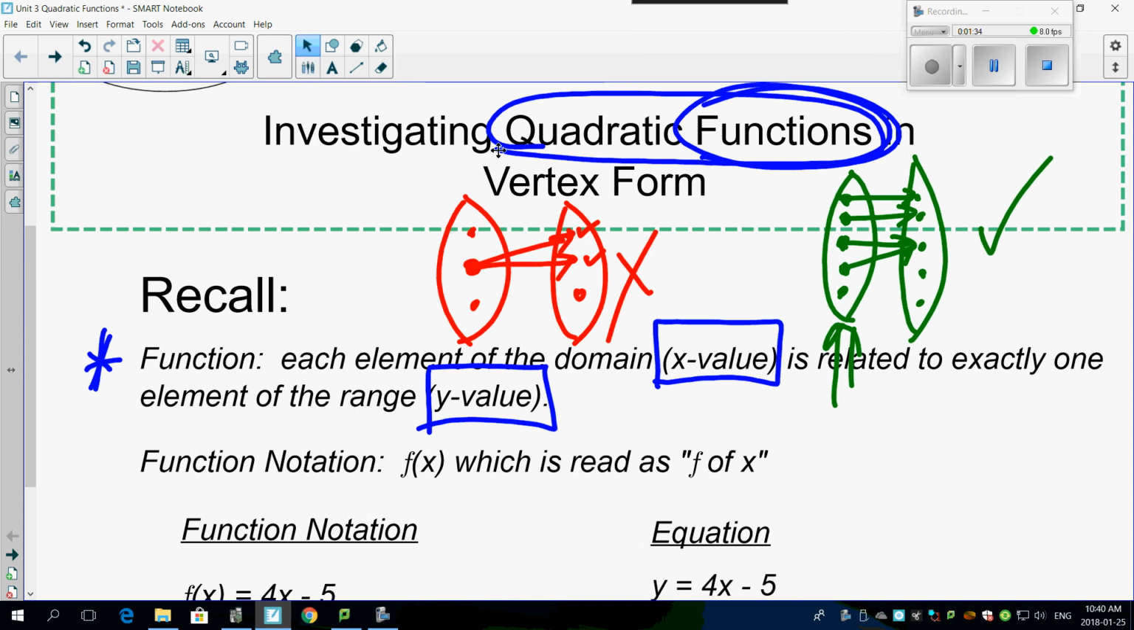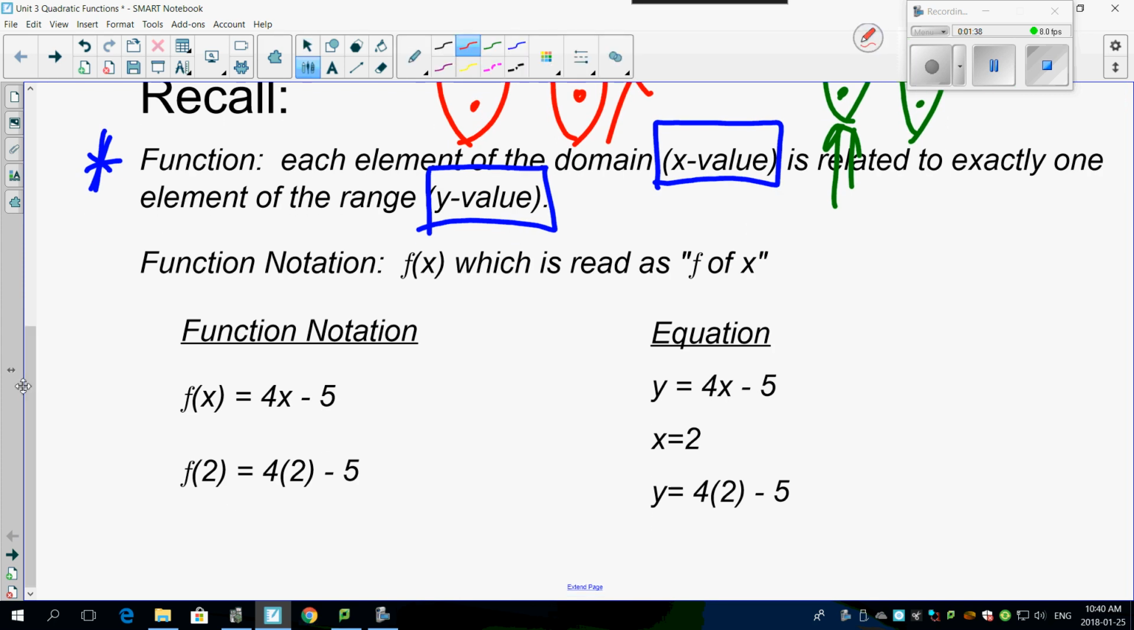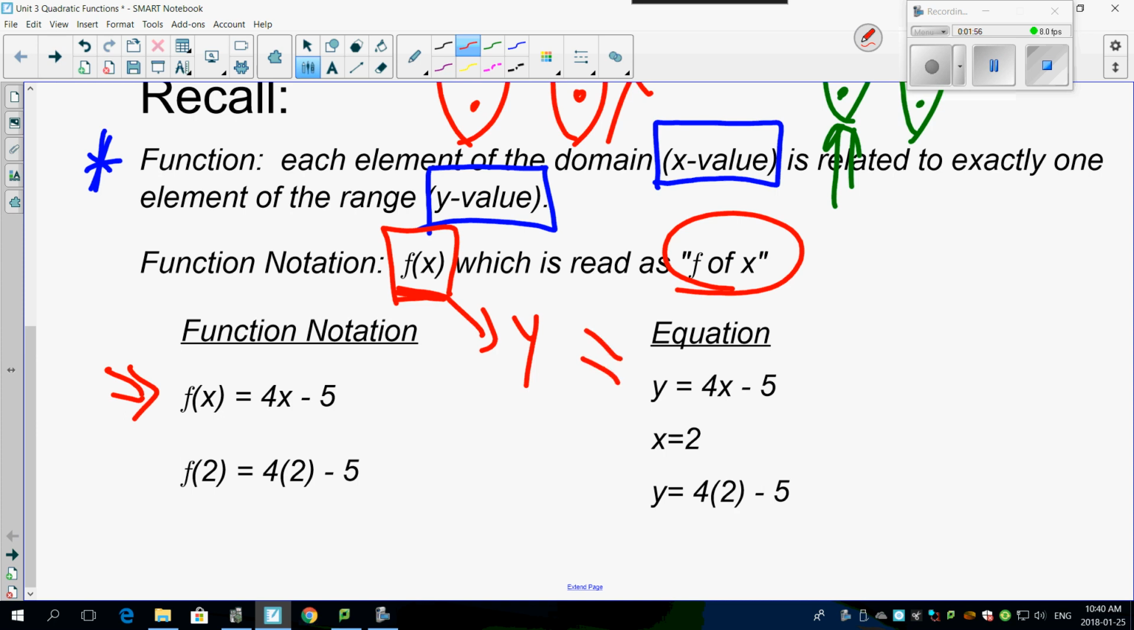We also used something called functional notation. I don't know if you remember this or not, but hey, why not? There it is. Do you remember? f of x, and it's read f of x. What does that mean? f of x just replaces the y. So if you look at an equation like this one right here, and this one right here, they're the same equation. This just says y equals 4x minus 5. This says f of x equals 4x minus 5.